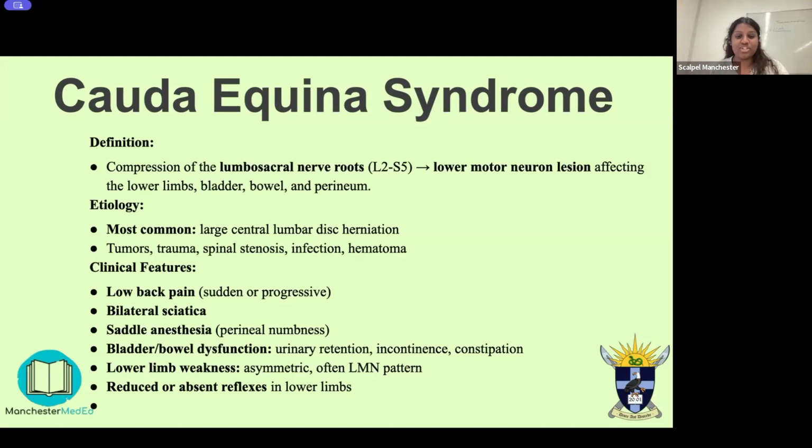Lower limb weakness, which would sometimes be asymmetric. And then reduced or absent reflexes. With lower motor neuron lesions, everything is depressed. So you would have hyporeflexia, weakness, and I believe wasting of the muscles as well. But again, it's very acute. The two main things I would say to take away are saddle anesthesia and any bladder or bowel dysfunction.